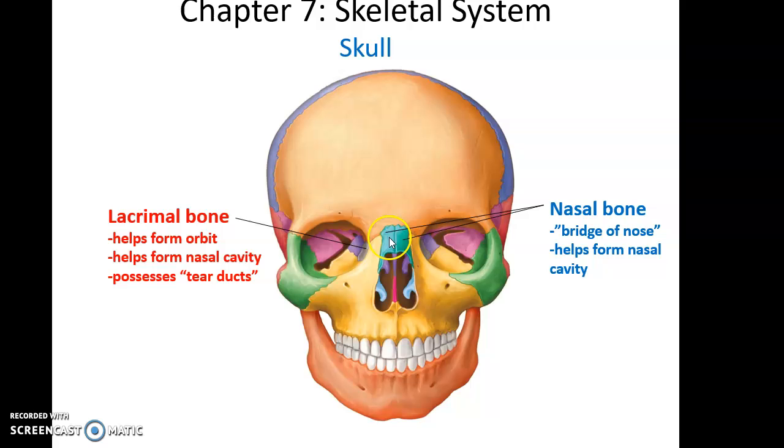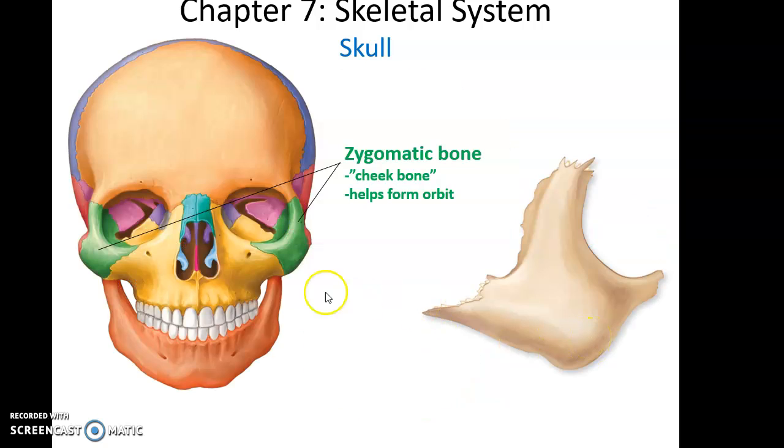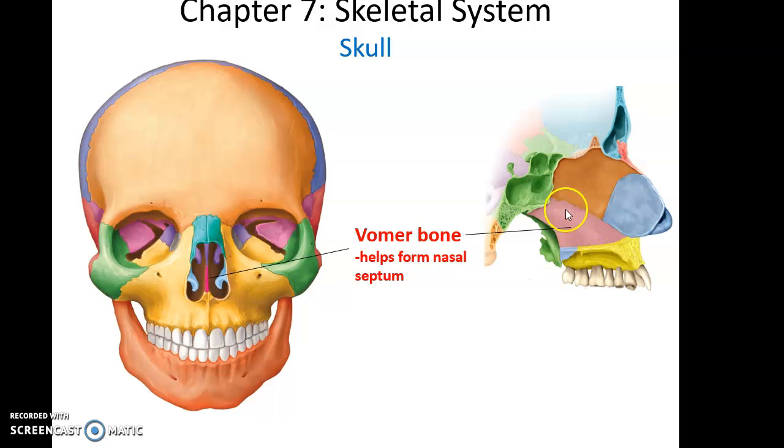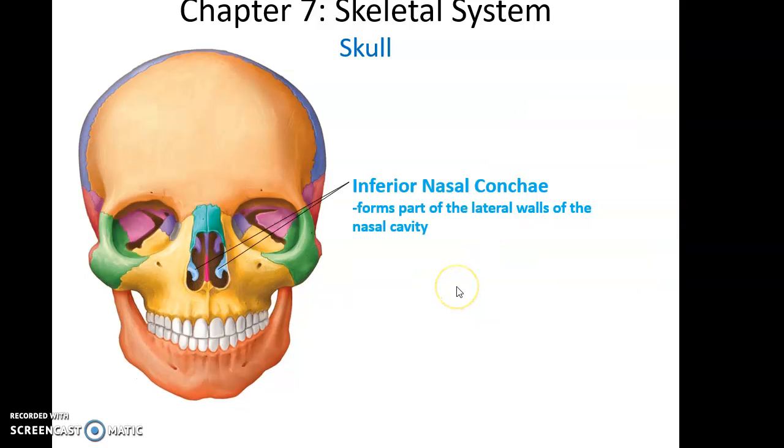At the bridge of the nose, we have the right and left nasal bones. Again, help to form the nasal cavity. Our cheekbones are the zygomatic bones, and they also help to form the orbits, as you can see here. Then we have the vomer, that triangular little bone that helps to form the nasal septum. Here you can see it head on, as it were.